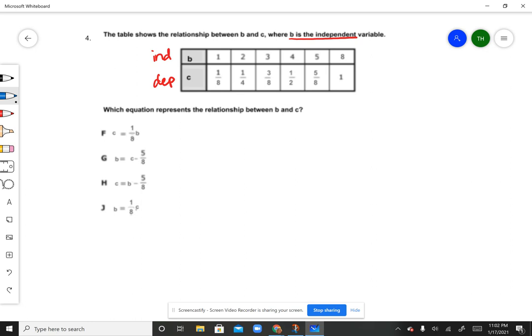So if I'm looking at 1 and 1/8, I know I could multiply 1 times 1/8 and get 1/8. What happens if I multiply 2 times 1/8? Let's just try that. 1/8 times 2 over 1. Remember, when you're multiplying a fraction by a whole number, you put the whole number over 1. I can go ahead and simplify. 2 goes into 2 one time. 2 goes into 8 4 times. 1 times 1 is 1. 4 times 1 is 4, so that works.